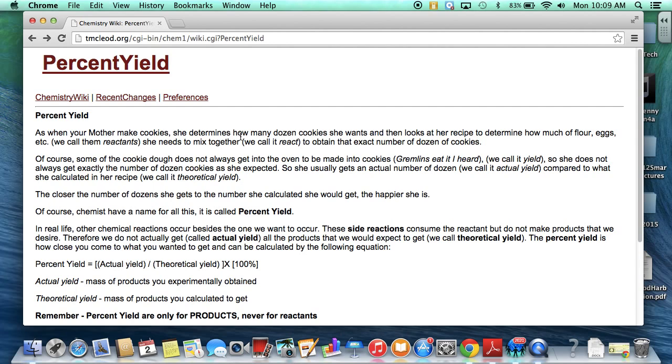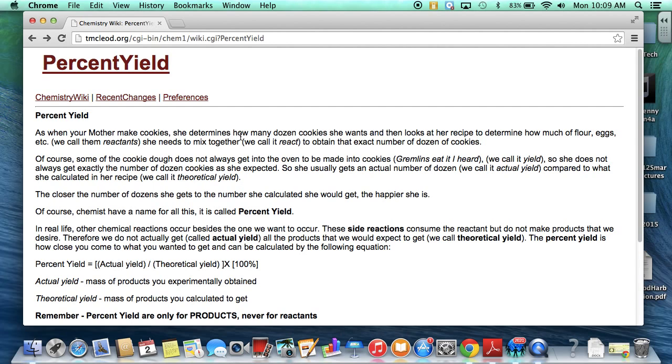So an example of this is you're going to make some cookies. And of course, the recipe usually has a certain number of cookies associated when you do that. So a lot of times there are a 2 dozen batch of cookies. So you take, for example, 2 eggs and 1 cup of flour and a bunch of other things, and you should produce 2 dozen cookies. So your theoretical or stoichiometric yield is 24 cookies.